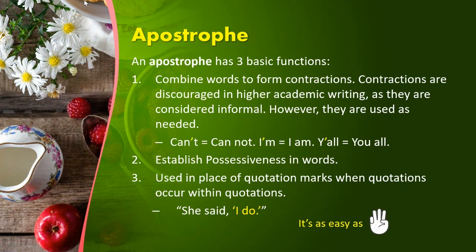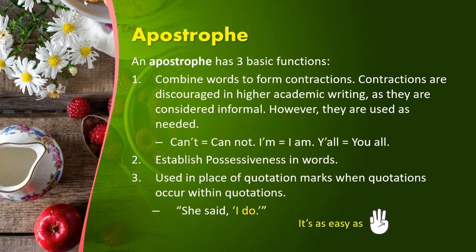Can't is one example of a contraction since it stands for cannot and uses an apostrophe to combine the words. I'm is also another example of a contraction and stands for I am. Y'all is yet another contraction that stands for you all.